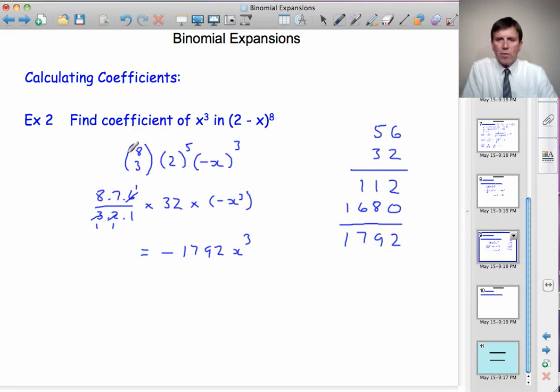If I'm asked to find the coefficient, that's simply asking how many I have. So the coefficient is minus 1792.